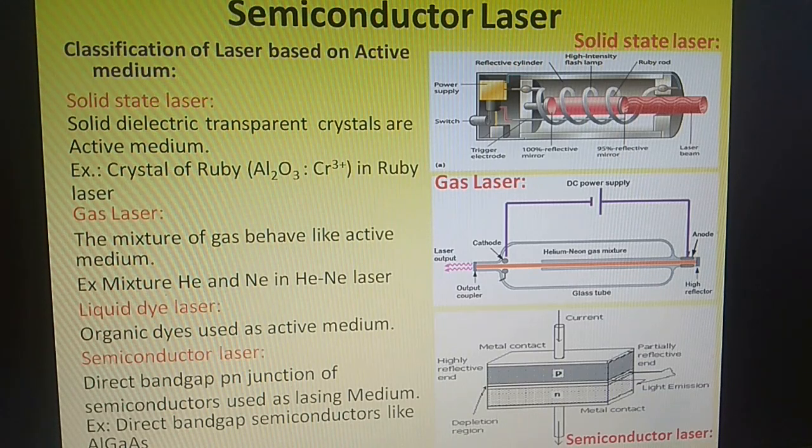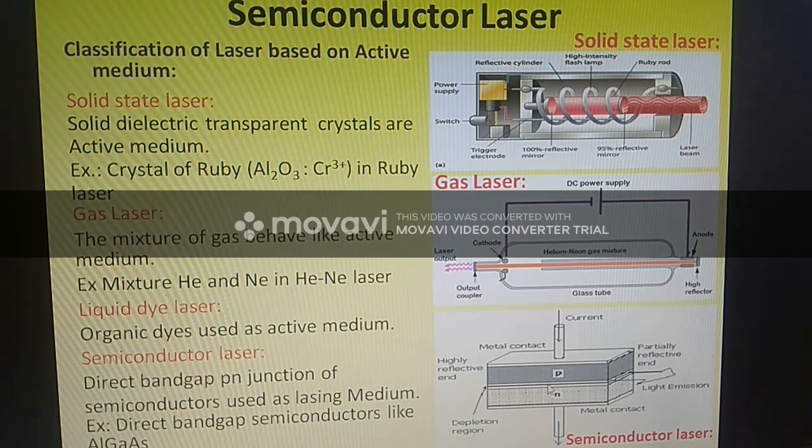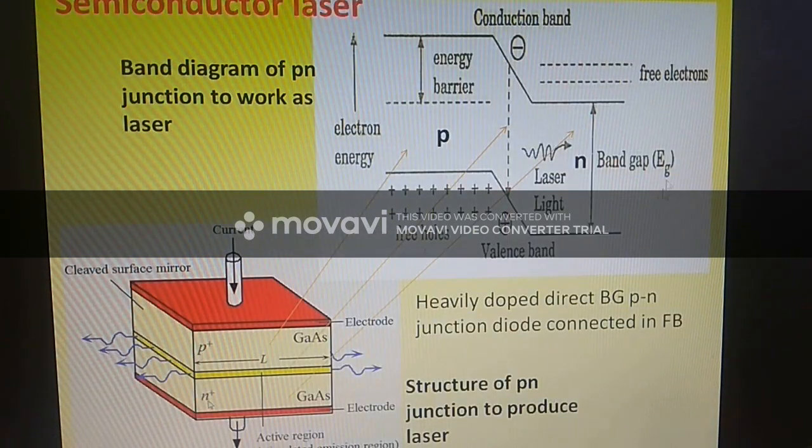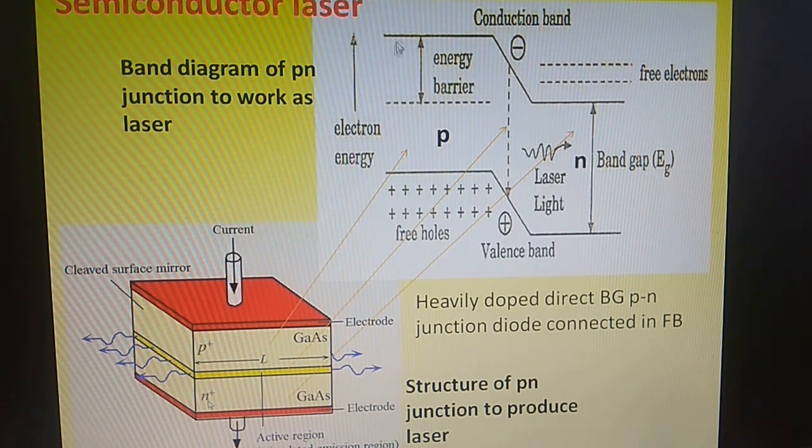In our semiconductor diode, we use aluminum gallium arsenide, a direct bandgap semiconductor. Here is the band diagram of the semiconductor laser. On one side is the P type, so that PN junction you studied already. You see a diagram of a PN junction here.